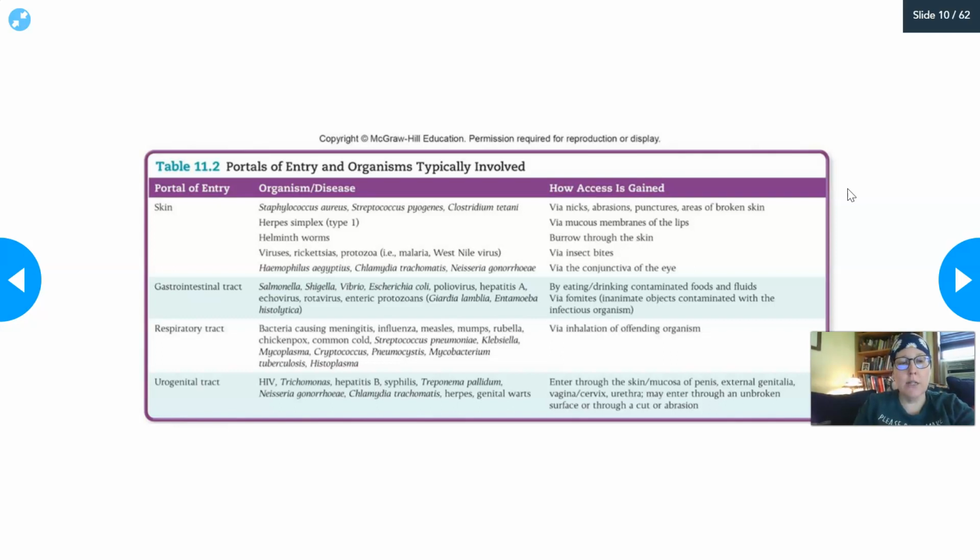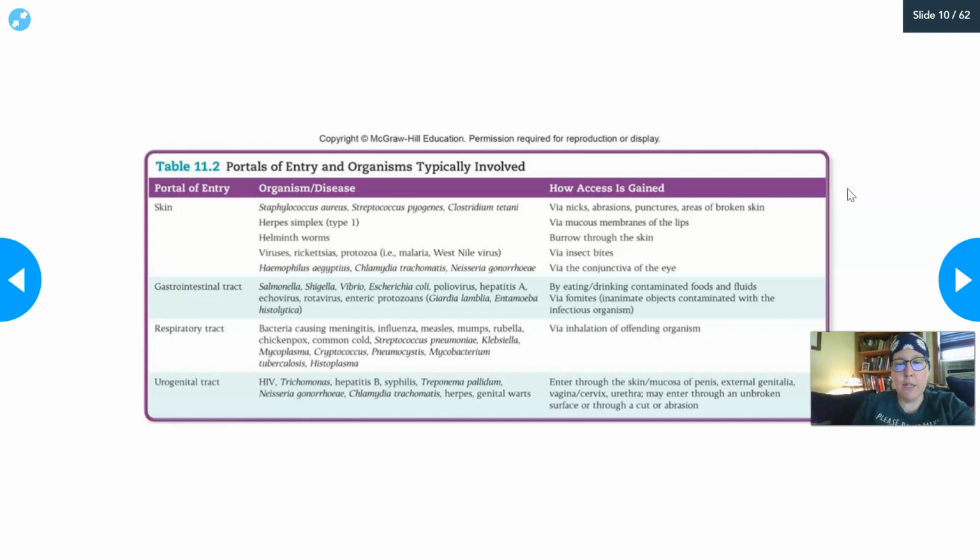The gastrointestinal tract is another portal of entry. So that would be through the mouth usually. Salmonella, Shigella, Vibrio, E. coli, polio, hepatitis A, echovirus, and by the way, norovirus too, rotavirus, and enteric protozoans such as Giardia lamblia and Entamoeba histolytica. You get them by eating or drinking contaminated foods or fluids, or via fomites, which are inanimate objects contaminated with the infectious organism. Then, of course, you would handle something like a piece of food and put it in your mouth. So if you had contaminated hands, that's how you get it.